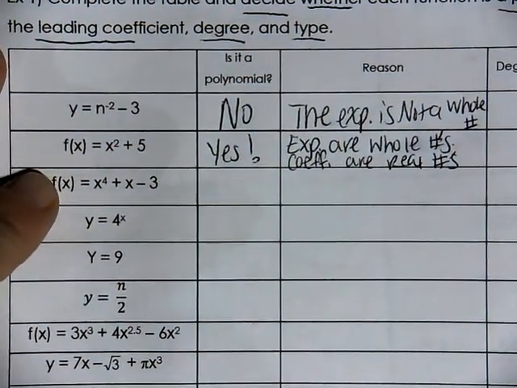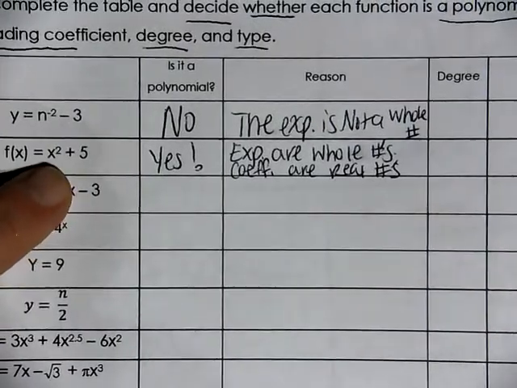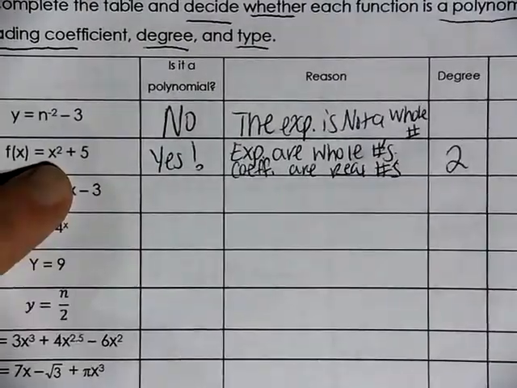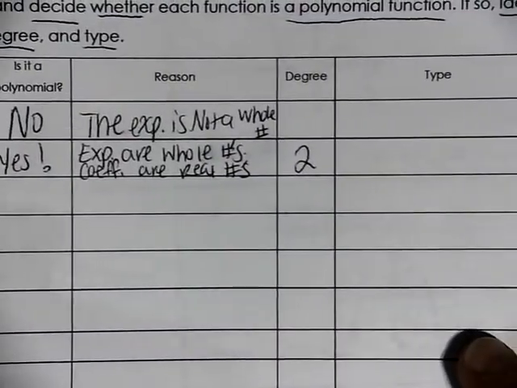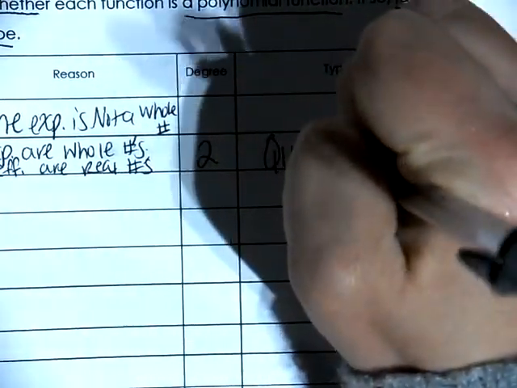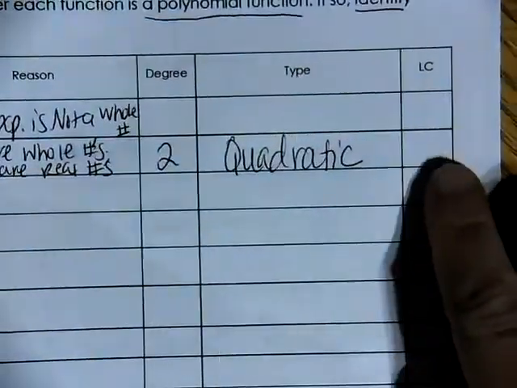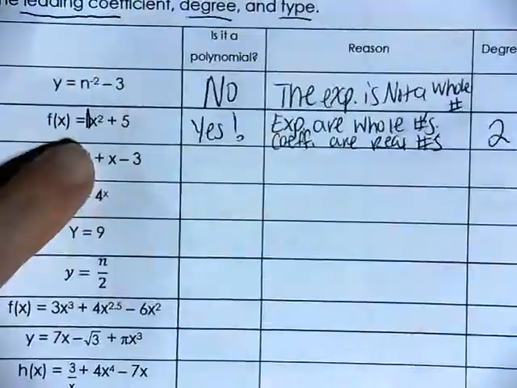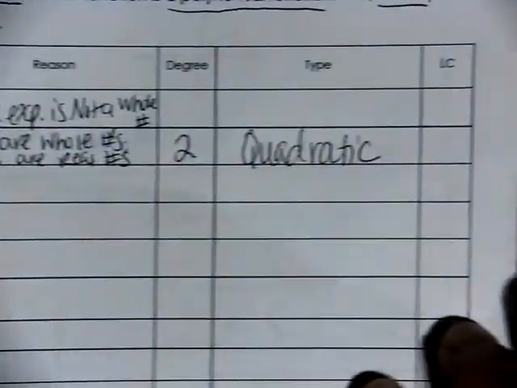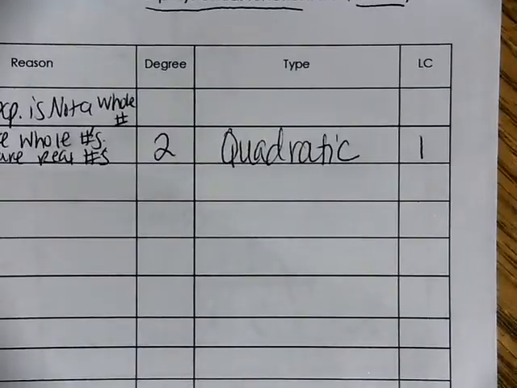All right, let's go ahead and look at our degree. The highest exponent that I see here is the number 2, so that is my degree. My type, because the degree is 2, is quadratic. And my leading coefficient, well, that's the number that's in front of x squared, and that's an invisible number 1. So my leading coefficient is the number 1.